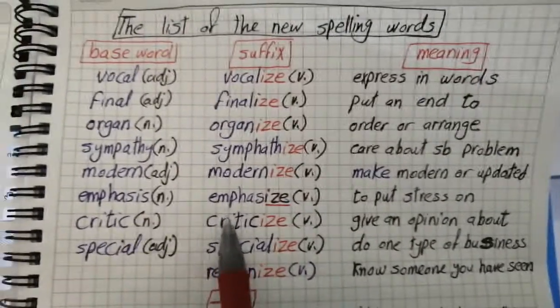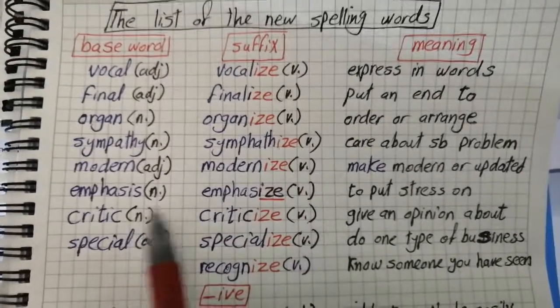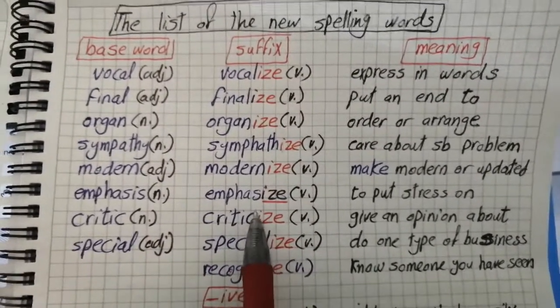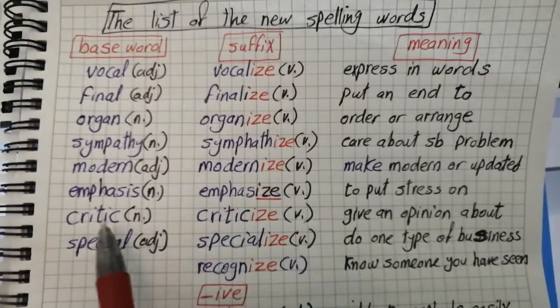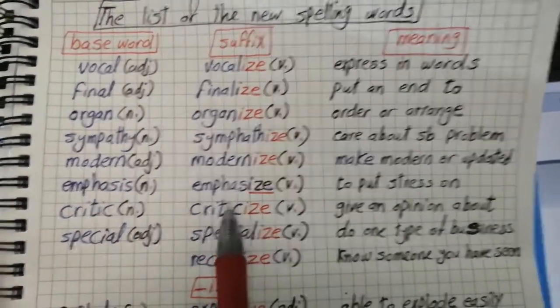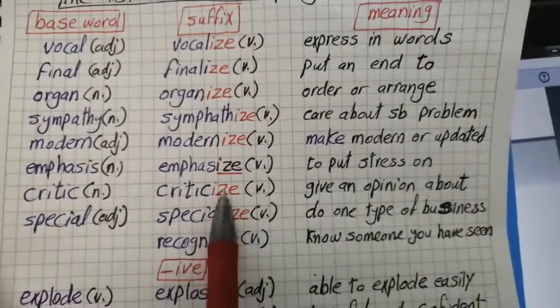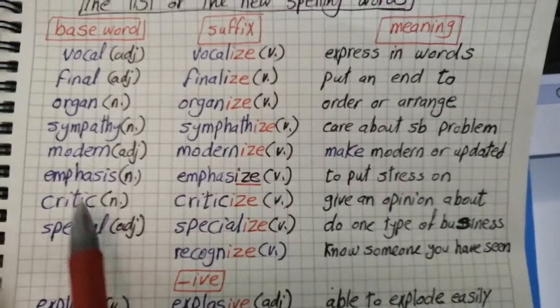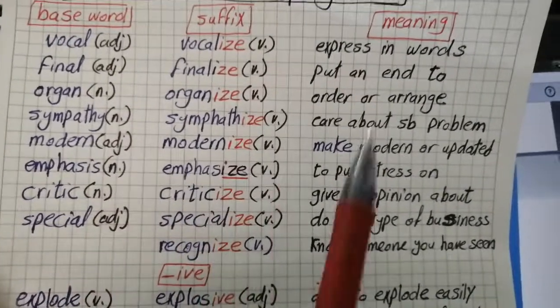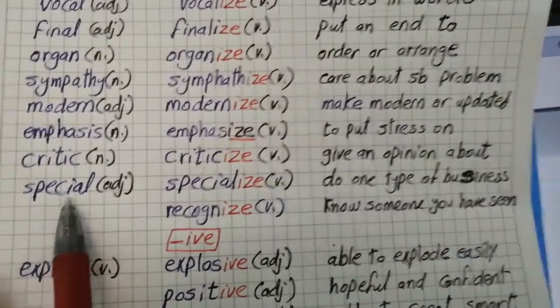Critic. When I add ize, I change from a noun into a verb, and here the effect of ize is changing the word pronunciation, the last letter, the last consonant. Critic, here K sound, change it into C sound. Critic, criticize. And the critic, this is somebody who is showing his opinion. Criticize means to give an opinion about something or somebody.